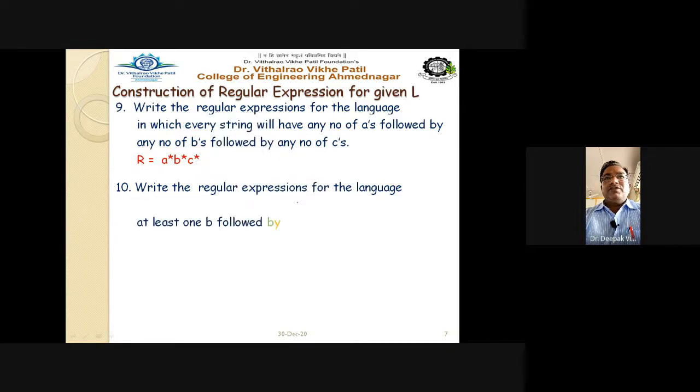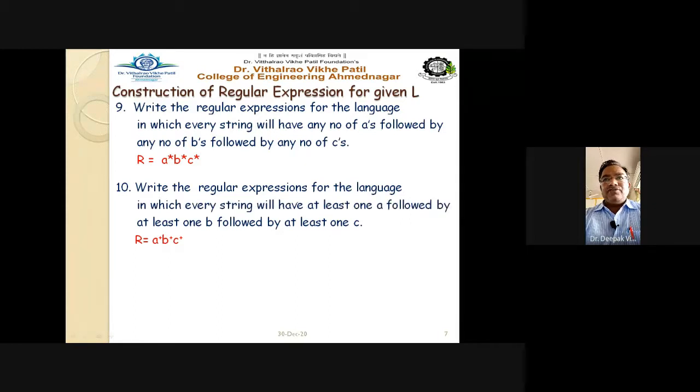Next one is: write the regular expression for the language in which every string will have at least one A followed by at least one B followed by at least one C. Same as we have just discussed. At least one means there is one A compulsory, one B, and compulsory C. In this case the empty string epsilon will not appear here. A single occurrence of each of A, B, C is possible here, and it is compulsory.